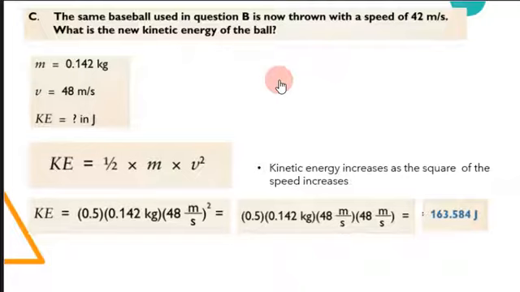Would you rather catch a ball thrown by a kid or by a professional? A kid. Same here.